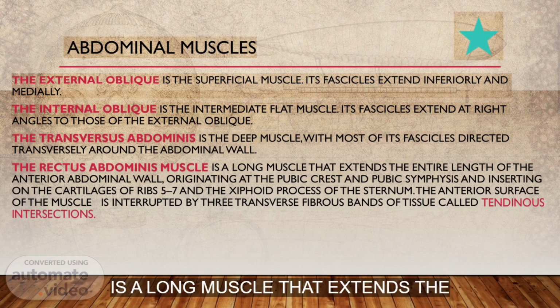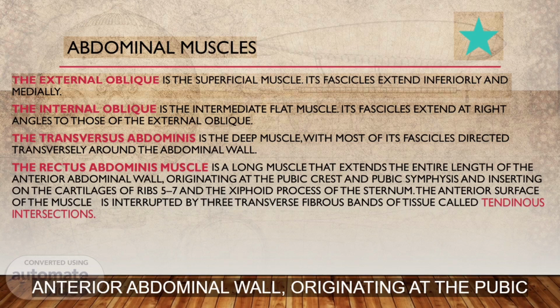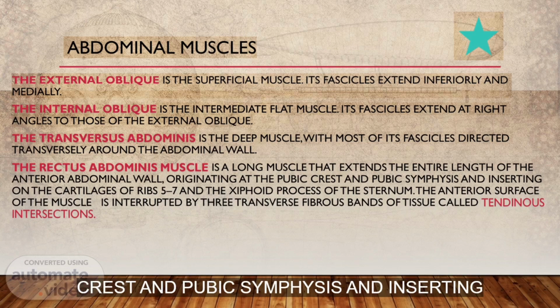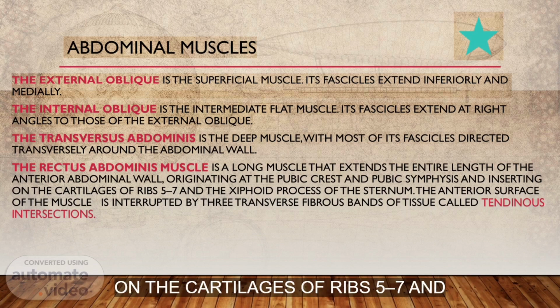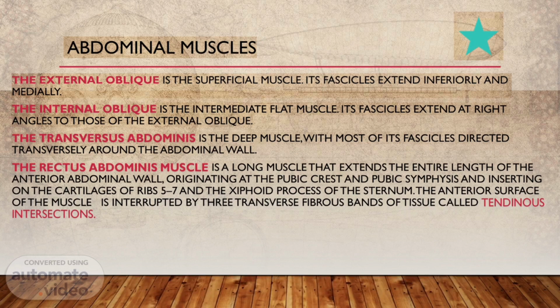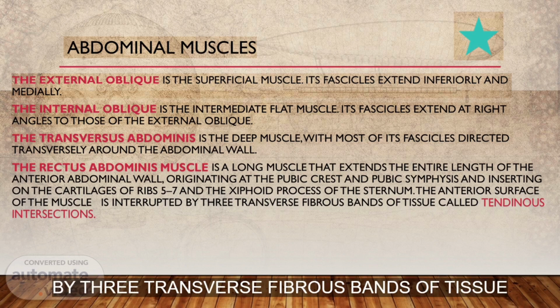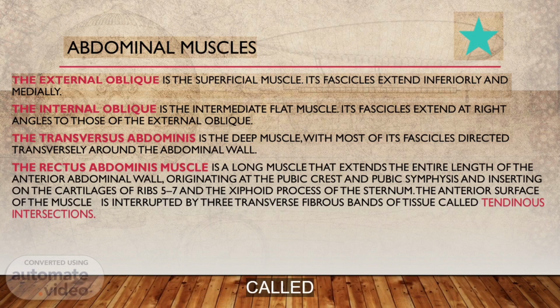The rectus abdominis is a long muscle that extends the entire length of the anterior abdominal wall, originating at the pubic crest and pubic symphysis and inserting on the cartilages of ribs 5 to 7 and the xiphoid process of the sternum. The anterior surface of the muscle is interrupted by 3 transverse fibrous bands of tissue called tendinous intersections. Abdominal muscles.